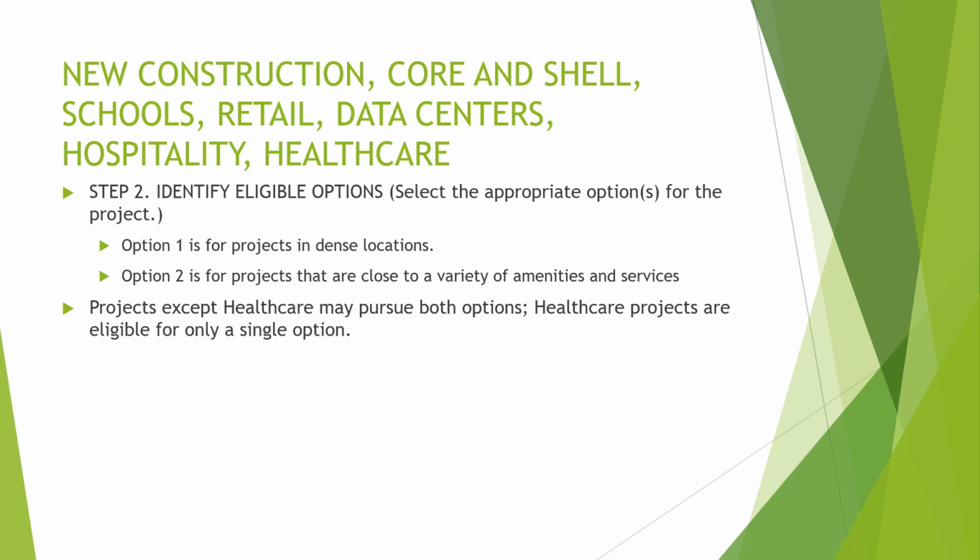The second step in this process is to identify eligible options. There are two options, and projects except healthcare can pursue both options. Option 1 is for projects in very dense locations. Density can be spot checked on an aerial map to determine whether calculations can demonstrate credit achievement. Option 2 is for projects that are very close to a variety of amenities and services. If the main entrance is within walking distance of diverse uses, then this option can be investigated in addition to option 1. However, healthcare projects are eligible only for a single option.